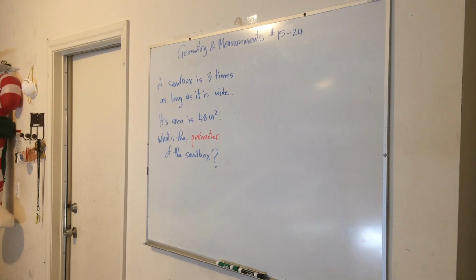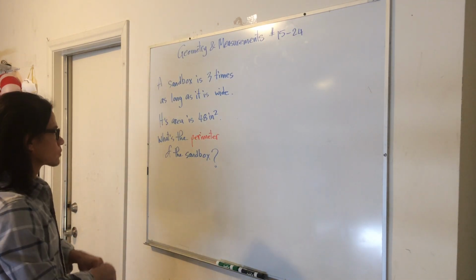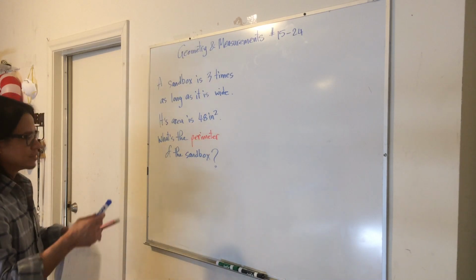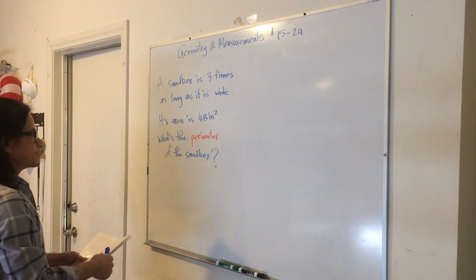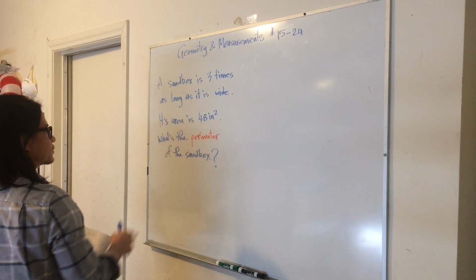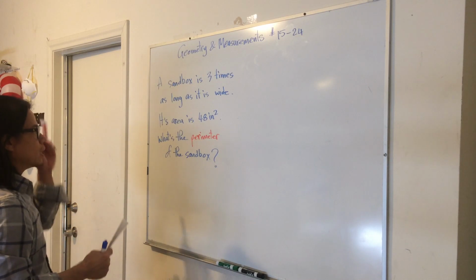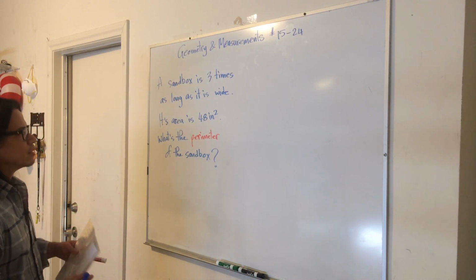So here we have a situation where you're asked to find the perimeter of a sandbox. The sandbox is 3 times as long as it is wide. Its area is 48 square inches. What's the perimeter of the sandbox? Push pause on this video and see if you can figure this out.